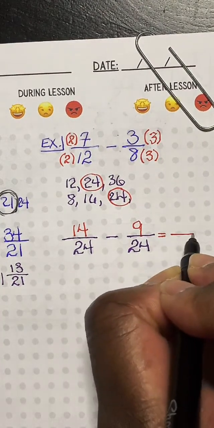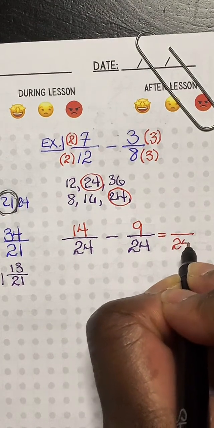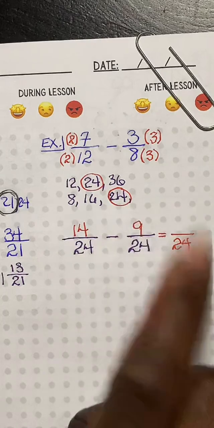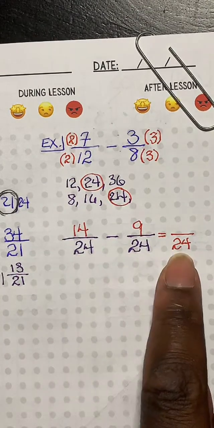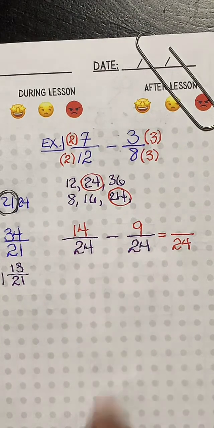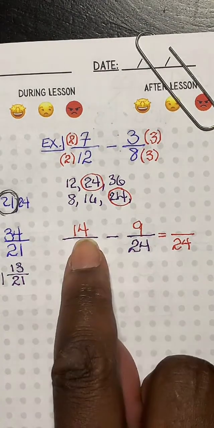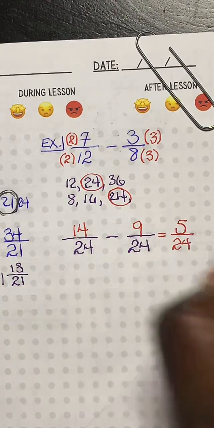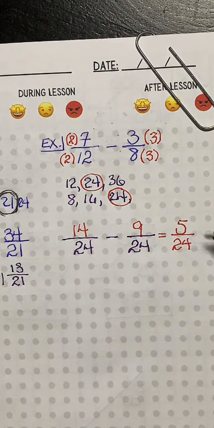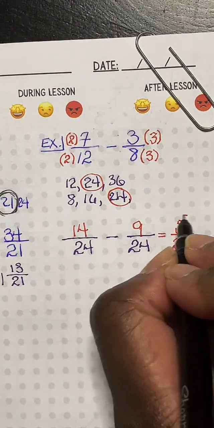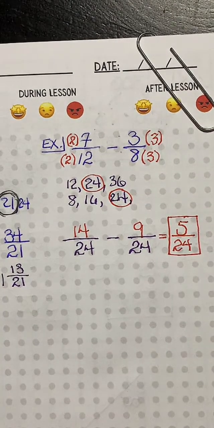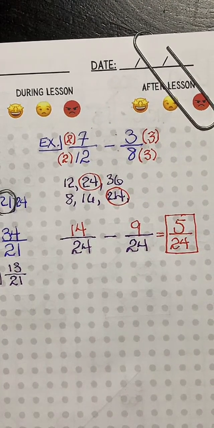Keeping the 24. Okay, a lot of us want to add, or a lot of us say, oh, it's 24 minus 24. No, okay? You're keeping the denominators, but you're subtracting the numerators. So now 14 minus 9, that'll give me 5. And since 5 is an odd number, 24 is an even number, that's the lowest term. And it is a proper fraction. So we don't have to do any pulling out the ones.